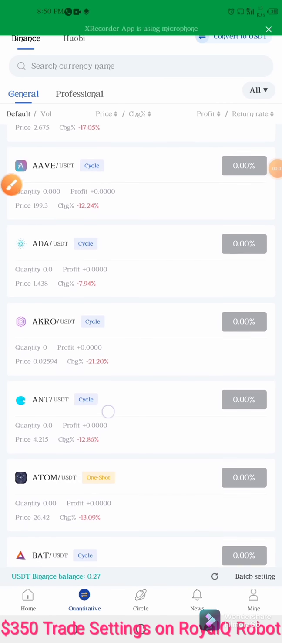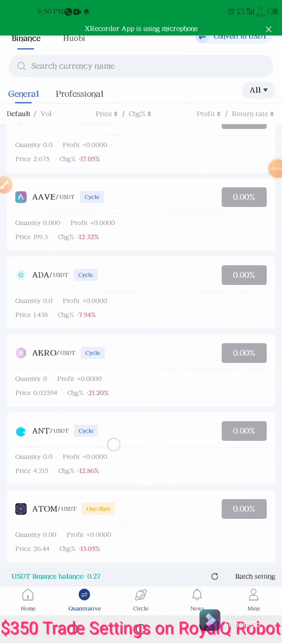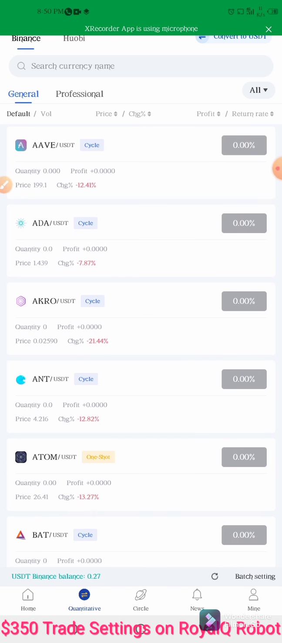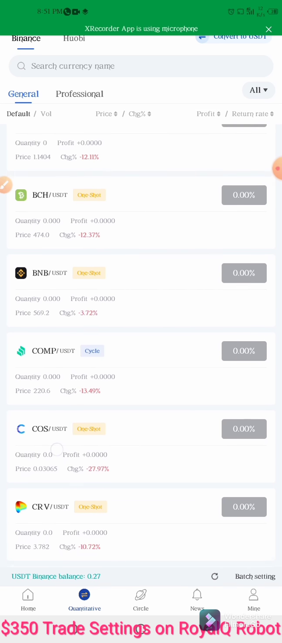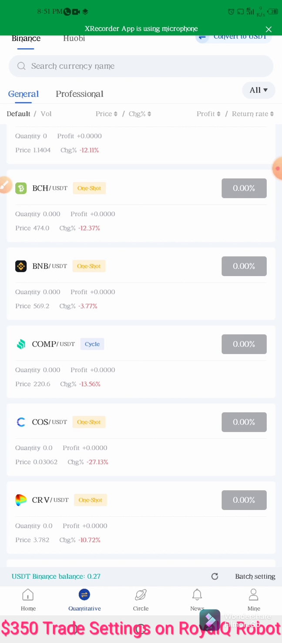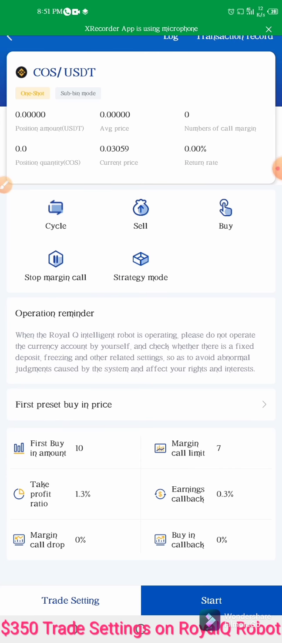Continuing our series of videos to explain the $350 trade settings. Okay, let's look for a coin that is in the most dip. Oh, we used Acro the last time. Let's look for another one. Let's use Curse. Okay, I forgot the full meaning of the coin. I'll use Curse. Okay, yeah, 350 trade settings.